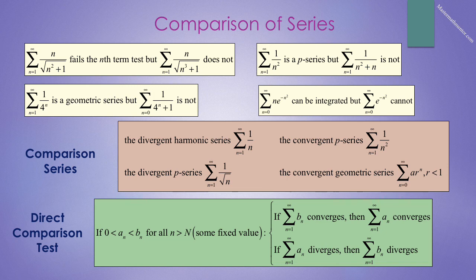What this means is that we have two series, an A series and a B series, and we're going to look at them term by term. And we find that the terms are all positive, and the A series term is always less than the B series term, starting at some value of n.